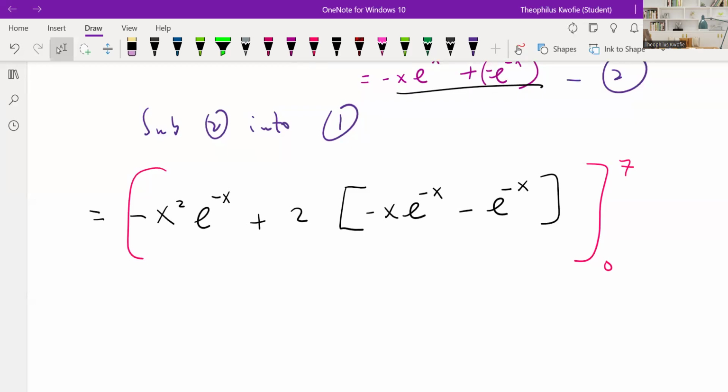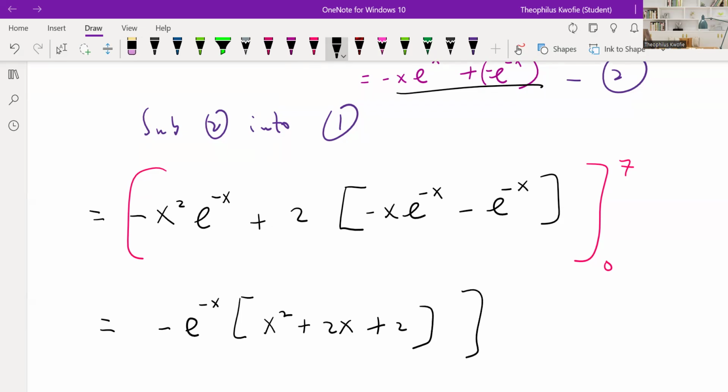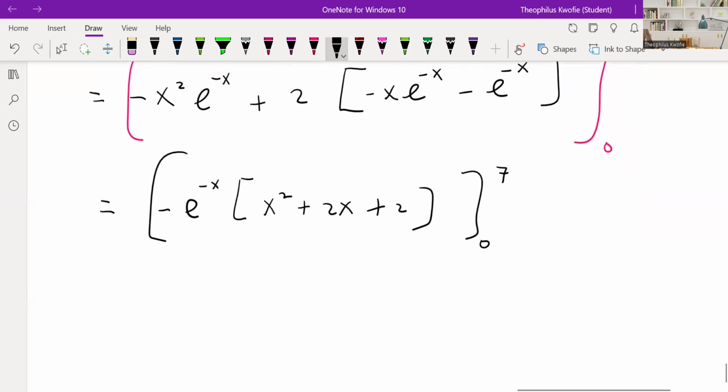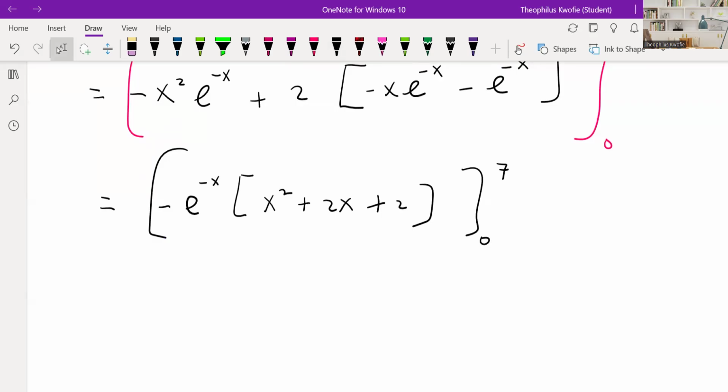Or what we can do is that we can just factor out, before, this can also be simplified a bit. So what we can do is factor out minus e to the power minus x outside. Then we're going to have x to the power 2 plus 2x plus 2. Then we evaluate this at the endpoints, which are 0 to 7. Very, very important. So let's take time to really understand this.